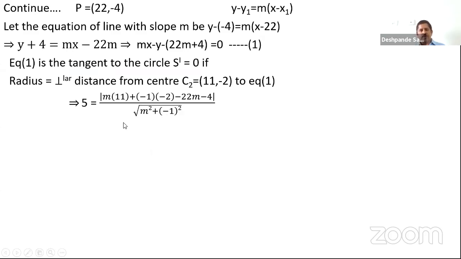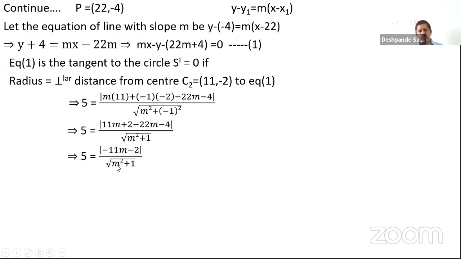Okay, so you can expand this. You can write 11m and minus 22m. So 11 minus 22, 11m, plus minus 1 into minus 2 is plus 2, minus 22m minus 4. 11 minus 22 is minus 11m and 2 minus 4 is minus 2. So 5 is equal to the modulus of minus 11m minus 2 divided by root over m square plus 1. So you got a root here and a modulus here. What you can do is cross multiply: 5 into root over m square plus 1 is equal to minus 11m minus 2.